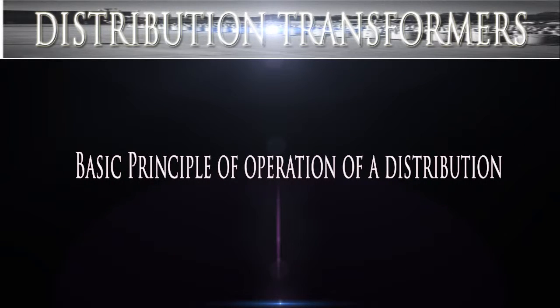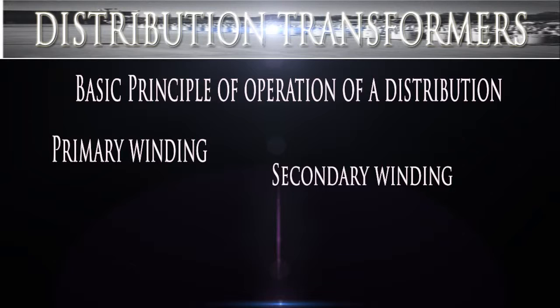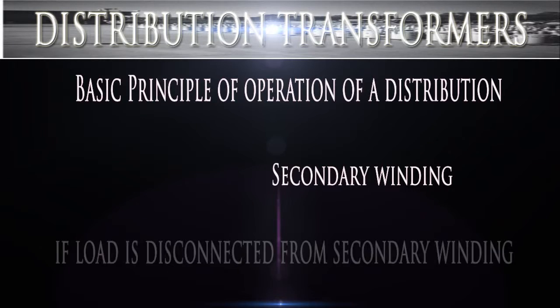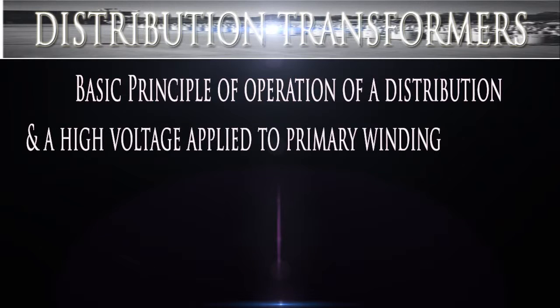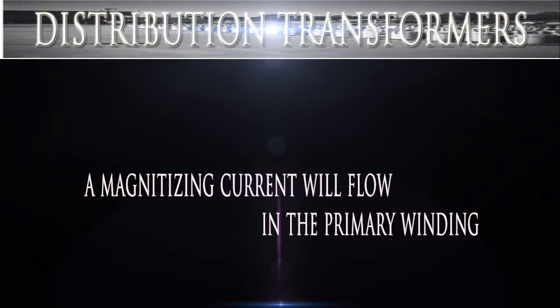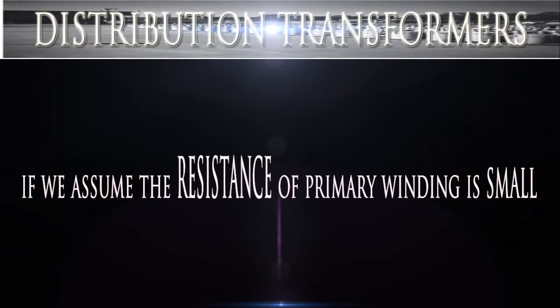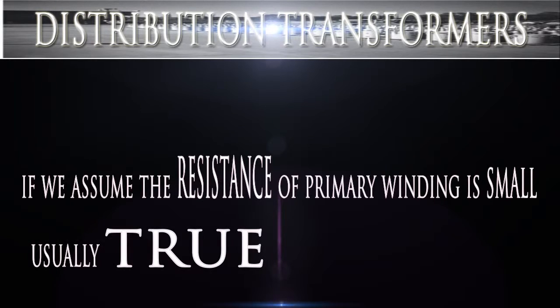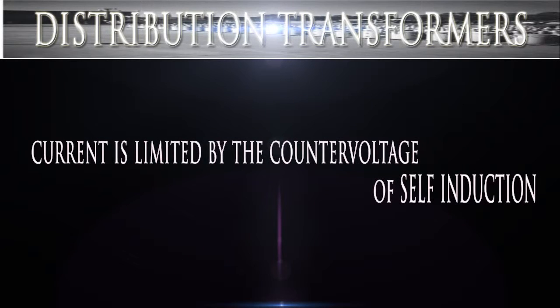The basic principle of operation of a distribution transformer consists of a primary winding and secondary winding wound in a laminated steel core. If the load is disconnected from the secondary winding of the transformer and the high voltage is applied to the primary winding, a magnetizing current will flow in the primary winding. If we assume the resistance of the primary winding is small, which is usually true, the current is limited by the counter voltage of self-induction induced in the highly inductive primary winding.